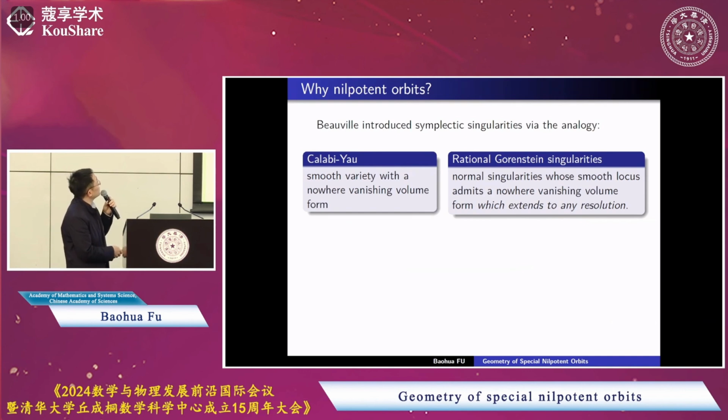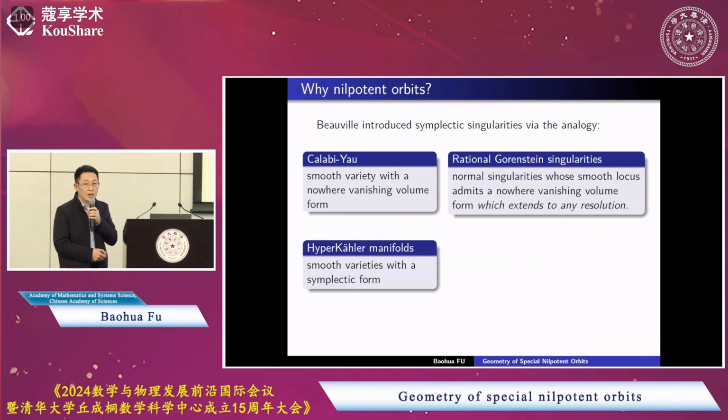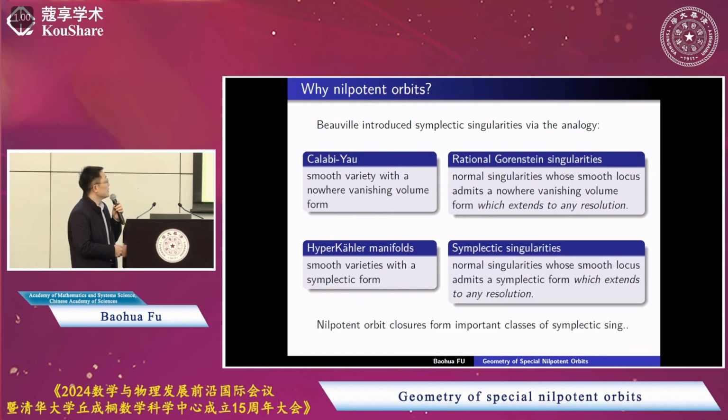And then as a special Calabi-Yau, we have this hyperkähler. Hyperkähler means you have a smooth variety with not only the volume form, but with a symplectic form. So it will become the even dimensional Calabi-Yau. And so he asked, what's the counterpart for this hyperkähler in the singular setting? And this is a symplectic singularity, which means on the smooth part you have a symplectic form. And also you require this form can be extended to any resolution. So whenever you take a resolution, you pull back the symplectic form, then it extends to a globally well-defined two-form.